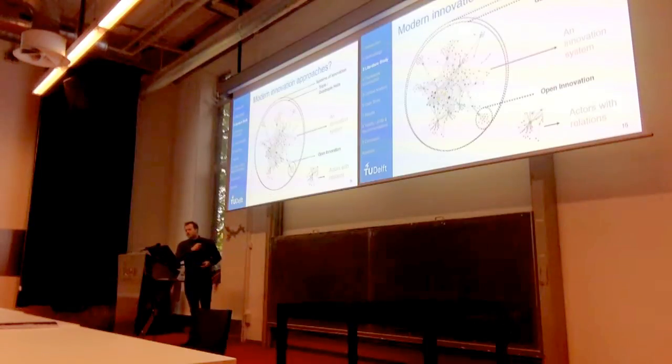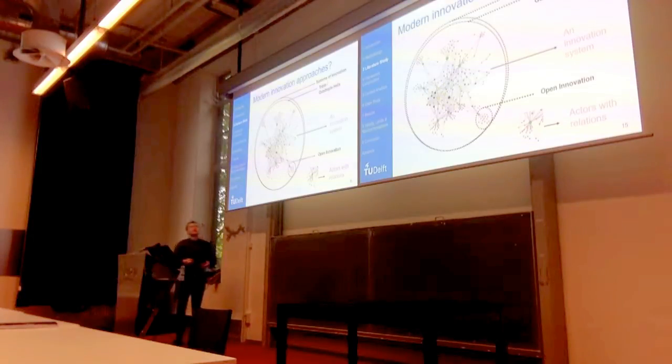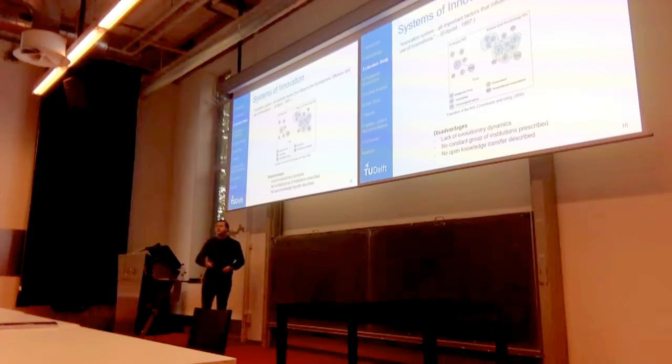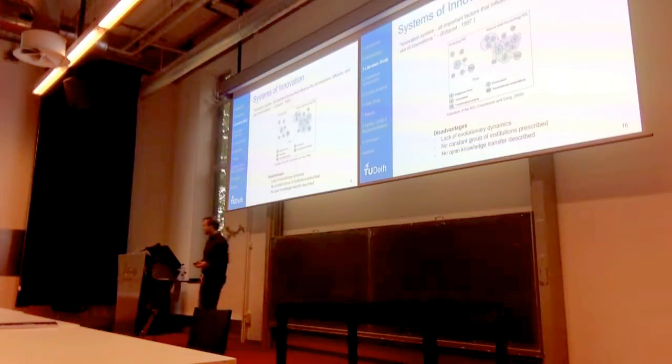So what modern innovation approaches are there? And here you see what an innovation system can look like, a set of actors with relations. And I found three approaches that do modern knowledge production, so to say. And I will discuss all three of them. So first, systems of innovation, and this was the first one to define an innovation system as a set of factors that influence innovation.